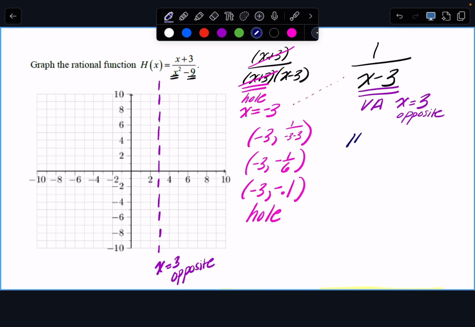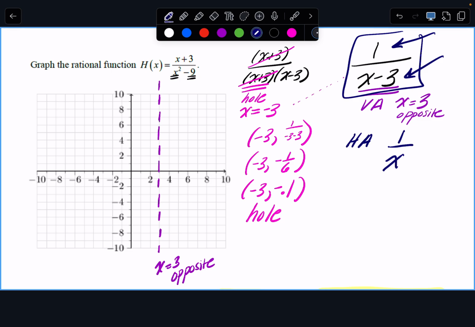Now we still do everything else like normal. Now we do our horizontal asymptote. Never go back to the original. Can you? Yeah, but just don't. Just use the new function. Here's our new function. To find horizontal asymptote, we do leading term divided by leading term. What's the leading term on top? 1. What's the leading term on bottom? X.